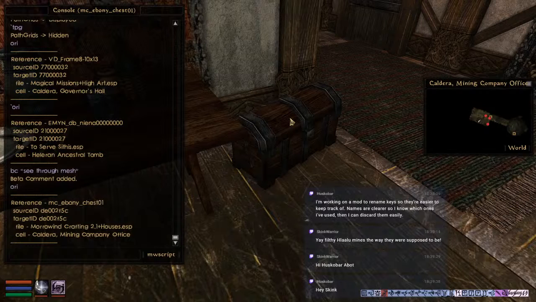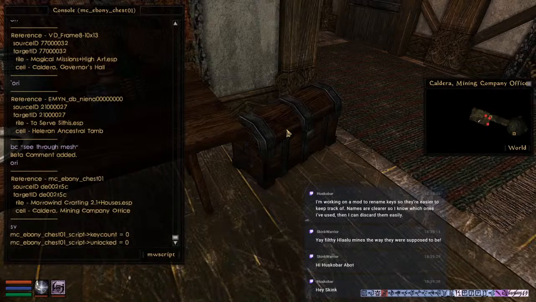Because the other mods could be trying to use ebony from that chest that is no more here, and so there could be some kind of conflict. But I'm curious, I want to open it anyway just to be sure, so let's see if we can actually open it by the usual way.